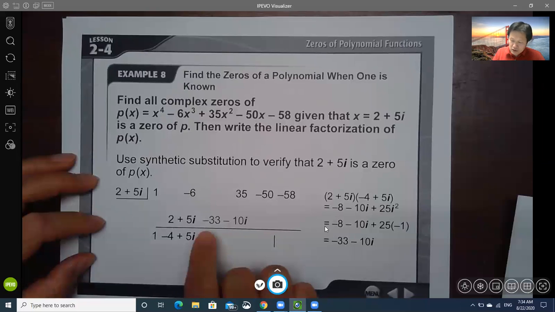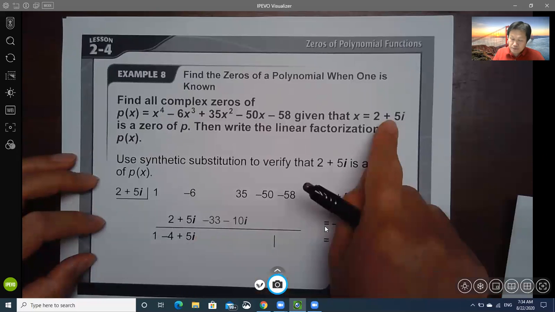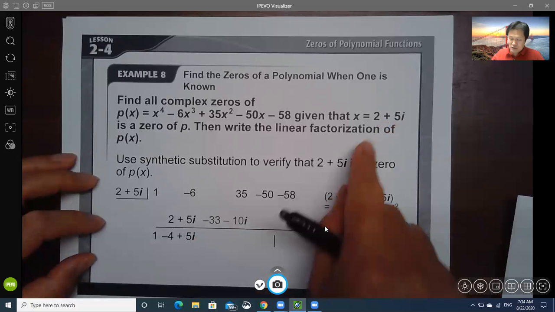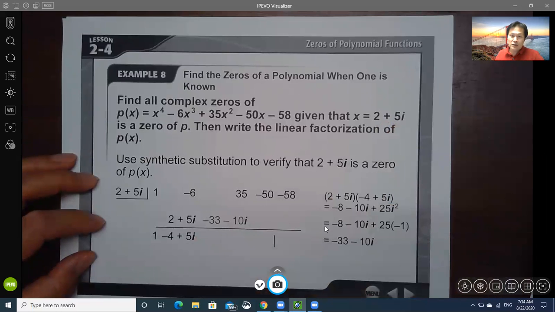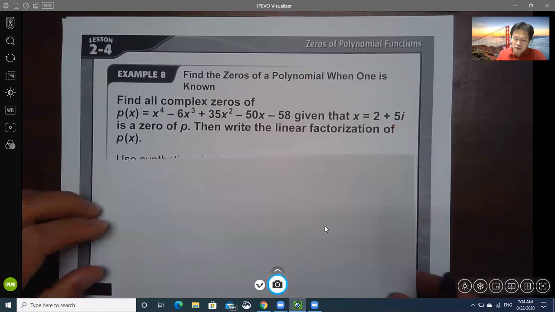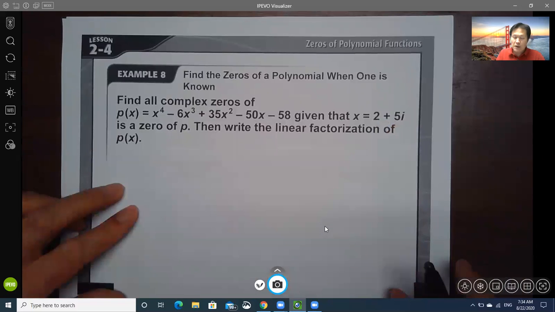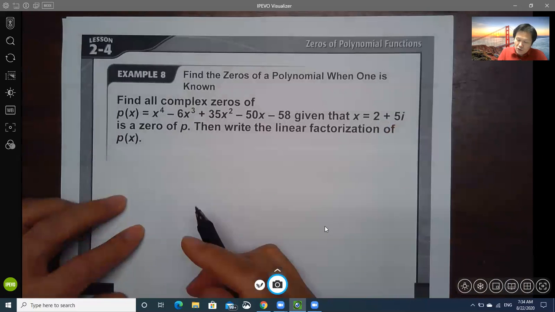This work, they did a synthetic division with an imaginary number. If you like it, you can stick to it. I'm not a big fan of doing synthetic division with imaginary numbers. So this is what I would do.